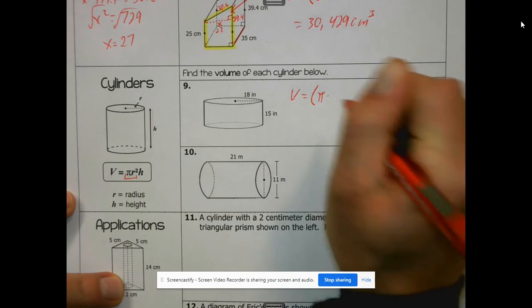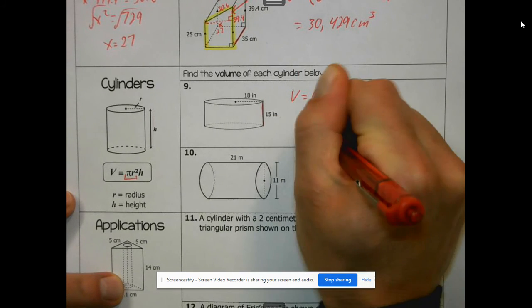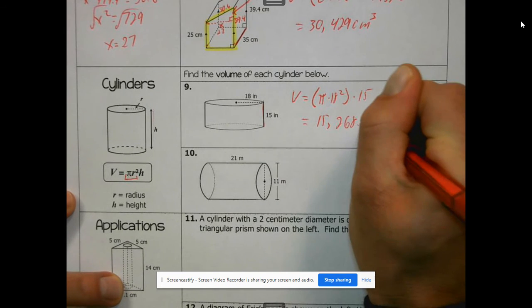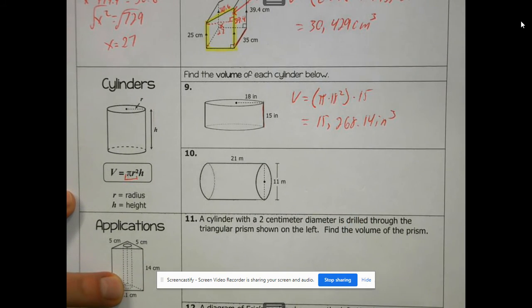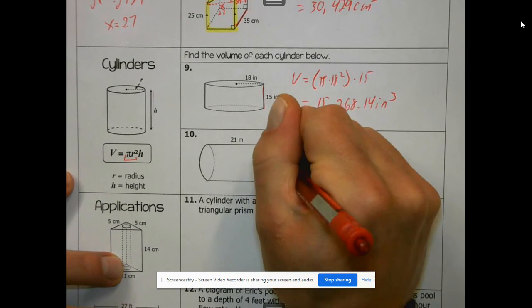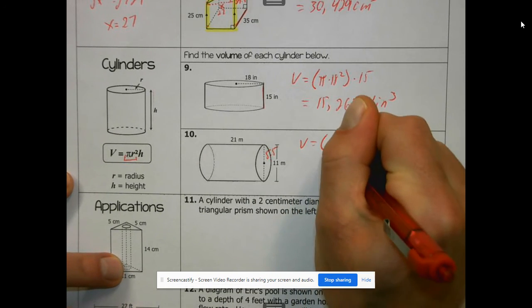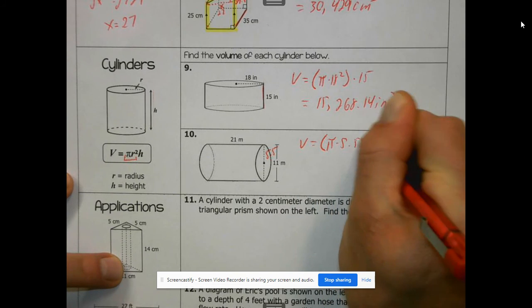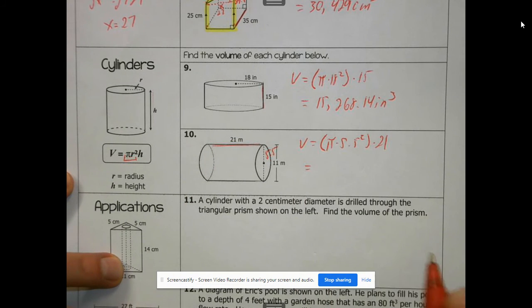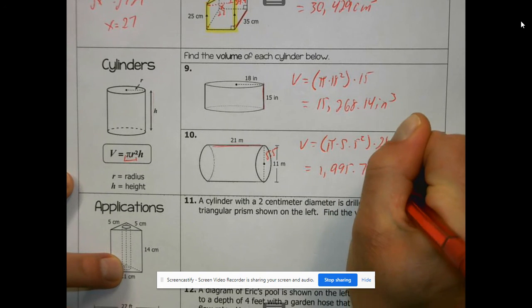All right, 9, you get all the pieces. Area base, pi times 18 squared. Multiply that by how tall your cylinder is, 15. Typing in 15,268.14 cubic inches. 10, the diameter of the base is 11, so cut that in half to get radius, 5.5. Then you got everything. Area base, pi times 5.5 squared. How long is your prism? 21 meters. Answer: 1,995.7 cubic meters.